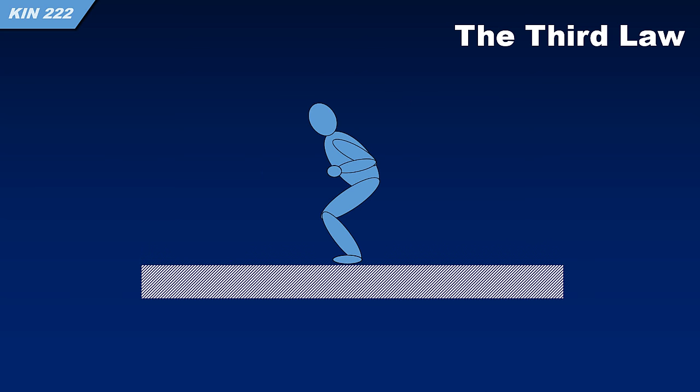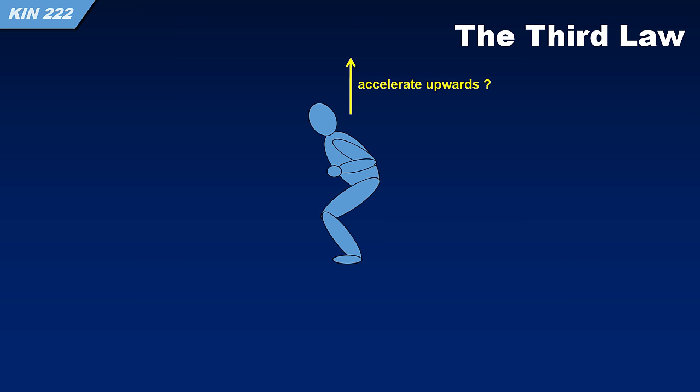So let's take a look at a dynamic example. Even though it may not look like that, we have a person that's getting ready to jump in the air. They're going to do a squat jump. And in order for the person to leave the ground to jump in the air, they need to be able to accelerate upwards. So they have to go from some zero velocity to some positive upward velocity.